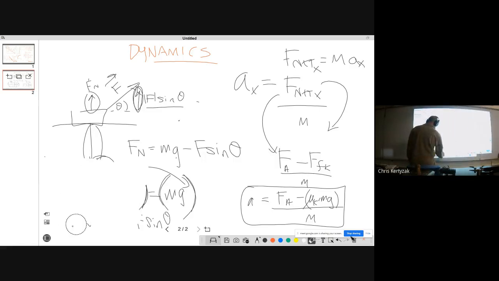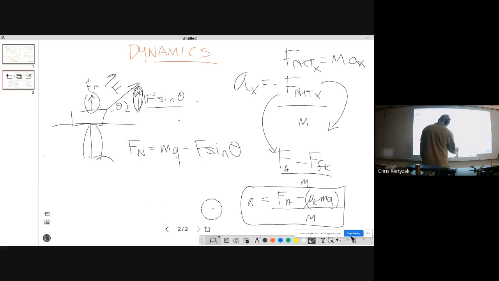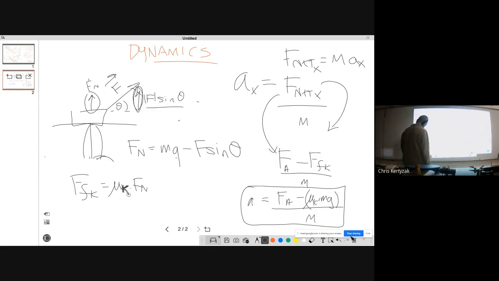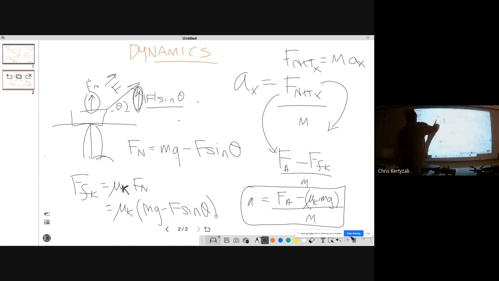So how would we express the frictional force? Mu k times Fn. Fn is like how much pressure is underneath the box. And how much friction there is depends on how much pressure is underneath there. That's the Fn, right? So mu k times (mg minus F sine theta). This F in the F sine theta is the applied force, F.